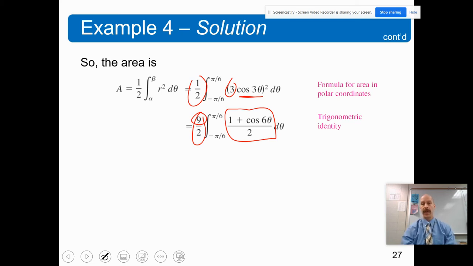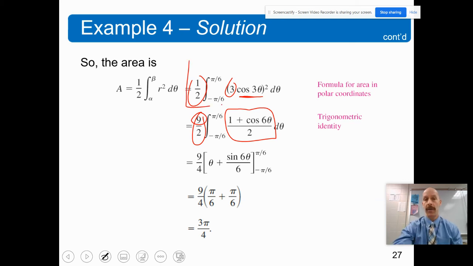Those are some trigonometric formulas, or trigonometric identities. And so you're going to get 9 over 4 times theta plus sine 6 theta divided by 6. We're going to evaluate from negative pi over 6 to pi over 6. And you're going to get the following answer, 3 pi over 4. Of course, you could use your calculator to get this approximation very quickly.